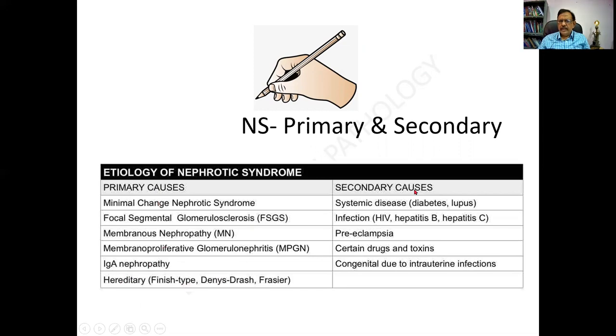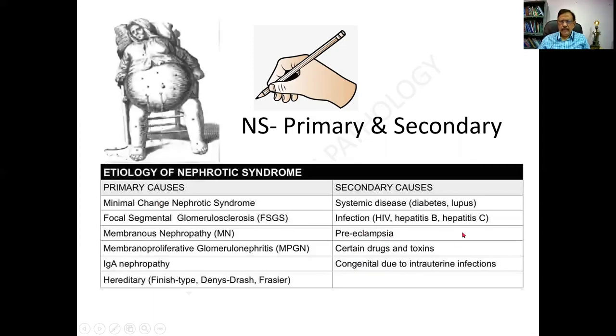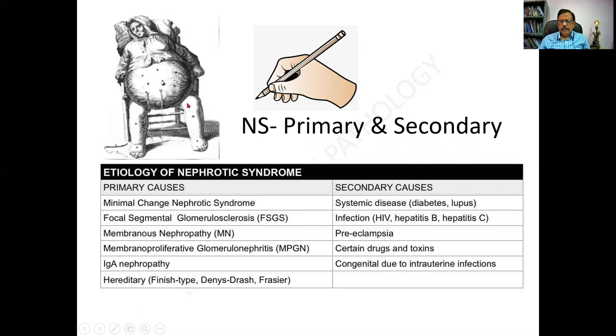And there are also the secondary causes, which can be any systemic disease, such as diabetes, infection, eclampsia, and it can be because of certain drugs and toxins. So this is a beautiful picture showing the general stature of the nephrotic syndrome. Bilateral pedal edema, there is ascites and there is a bloated face because of edema, called anasarca.